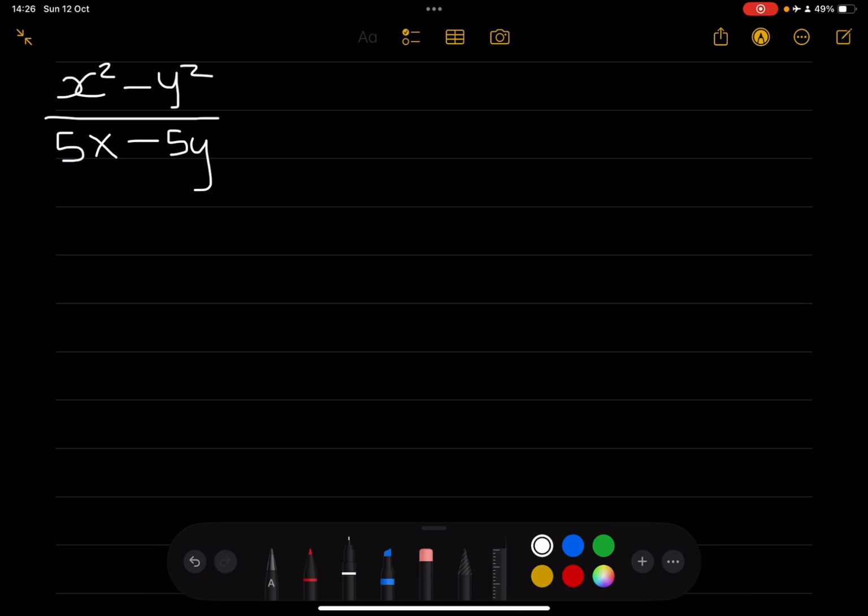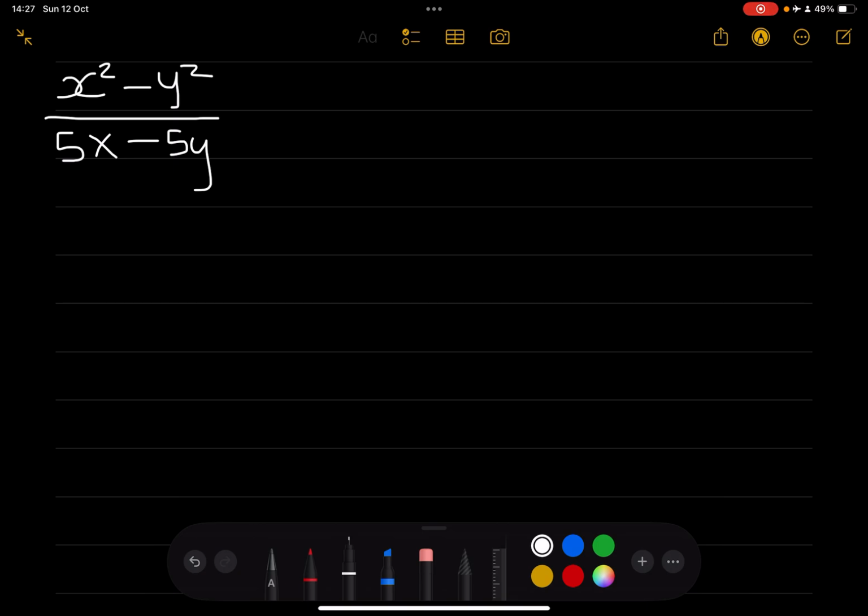So grab your pen, your book, and a little bit of hope, because today we're tackling simplifying and solving quadratic equations. So the first one, we are given x squared minus y squared all over 5x minus 5y.